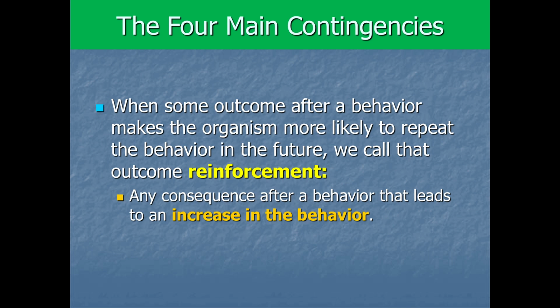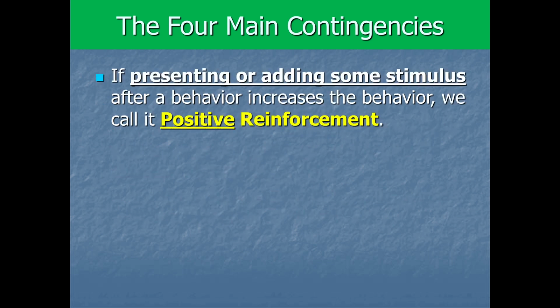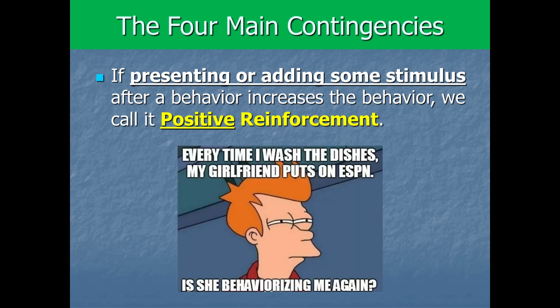And there are two types of reinforcement. Two ways that a consequence after a behavior can make that behavior more likely. The first is probably the most familiar. It's positive reinforcement. So if you're presenting or adding some stimulus after a behavior and that increases the behavior in the future, makes you more likely to do the behavior next time, we call it positive reinforcement. For example, let's say you always give a Kit Kat to your significant other right after they empty the dishes, and they happen to love Kit Kats, so it makes them more likely to empty the dishes in the future. That would be positive reinforcement.